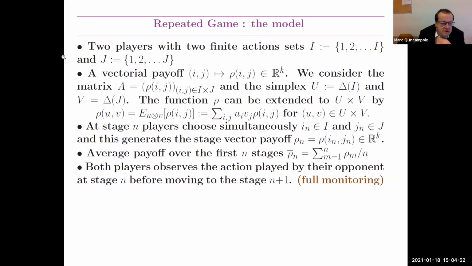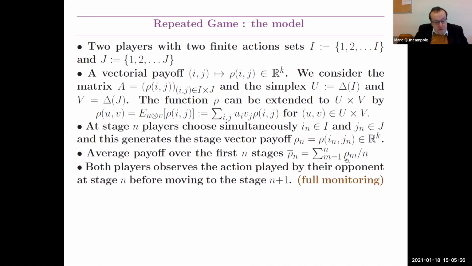The function rho can be extended in a natural bilinear way from I times J to U times V. Rho of (u, v) is nothing else than the expectation, with the product probability measure on U and V, of rho, as it is written here. At stage n, players choose simultaneously two actions, i_n and j_n, and this gives a cost, rho_n, which is rho of (i_n, j_n). I'm interested in the average payoff over the first n stages of the game, that I denote by rho bar n, which is the Cesàro mean of the instantaneous costs rho_n.